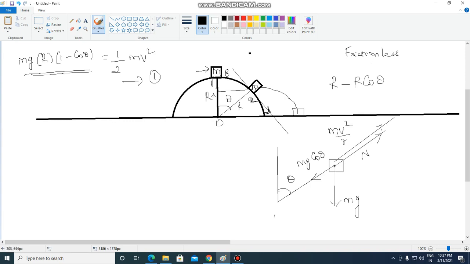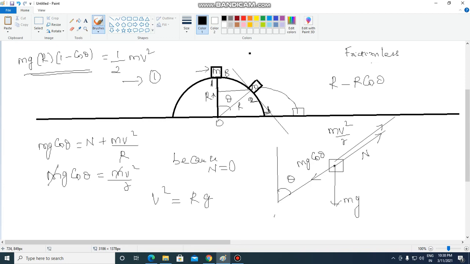So applying Newton's law, mg cos theta is equal to n plus mv square by r. When a body is moving on a surface, a situation comes where it loses contact with the surface. At that time, we say that the normal reaction force is zero. It means the condition for this object to lose contact with this hemispherical dome is mg cos theta equal to mv square by r, because n is equal to 0. Now we can cancel m and m. So v square is equal to r into g into cos theta. This is the conclusion we can draw from this.